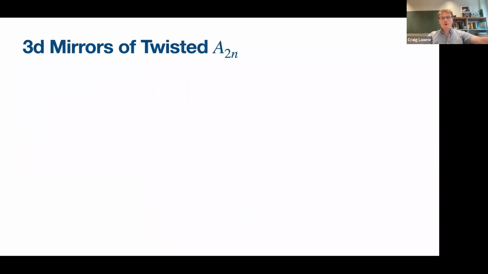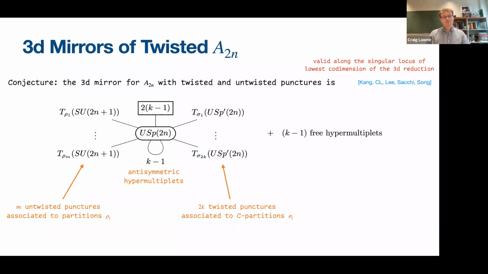But what happens if I want to consider mirrors of twisted A-even, where I have a lot more twisted and untwisted punctures? Obviously, having more than 2 twisted punctures is relevant for our discussion of the Hall-Littlewood index and the Higgs branch Hilbert series.